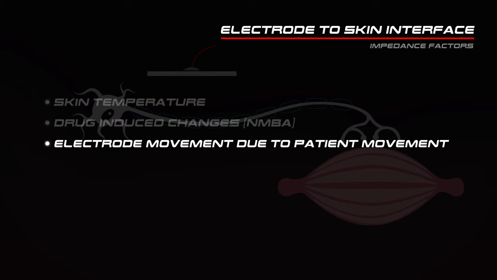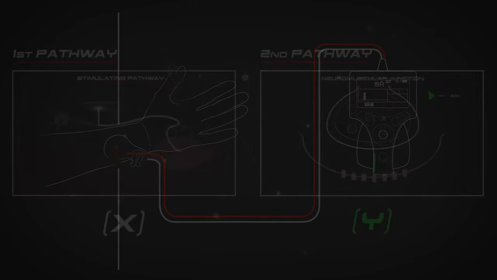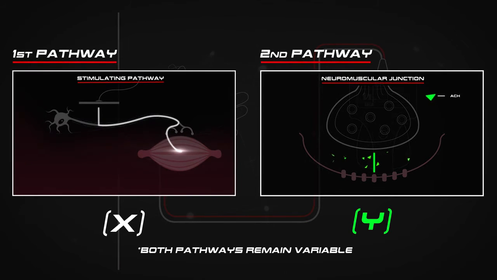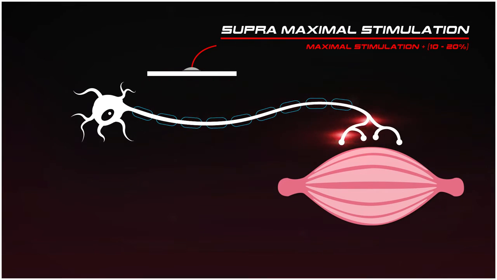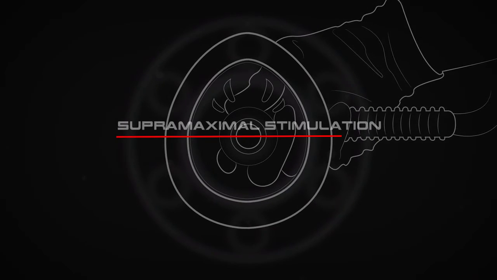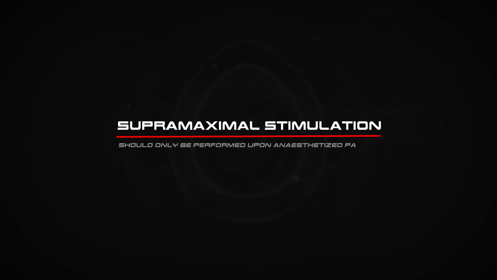Clinical studies have confirmed that when a submaximal current is applied, then both the pathways remain variable, and one cannot make a reliable assessment of the efficacy of the muscle relaxant. We therefore recommend the use of a supramaximal current during objective neuromuscular monitoring. Please note, since supramaximal nerve stimulation is usually quite painful, it should only be performed on an anesthetized patient.